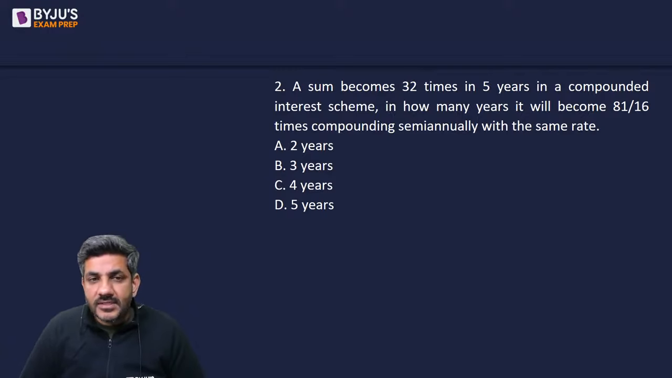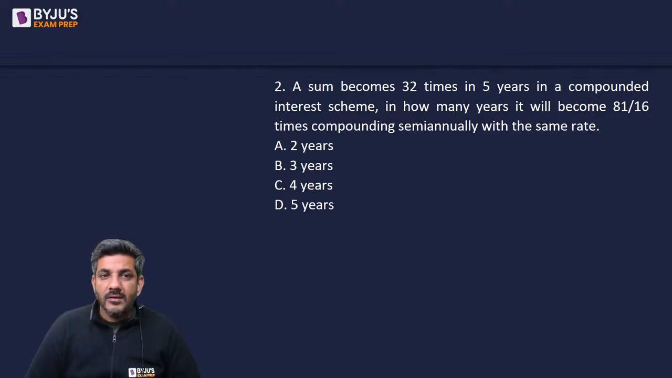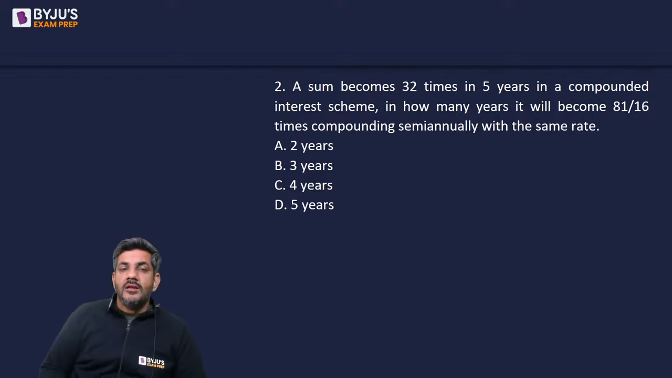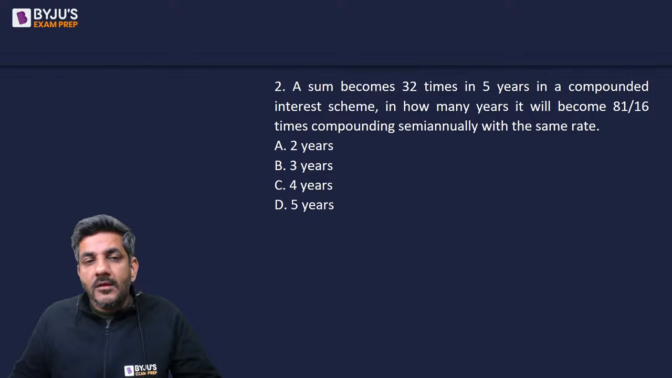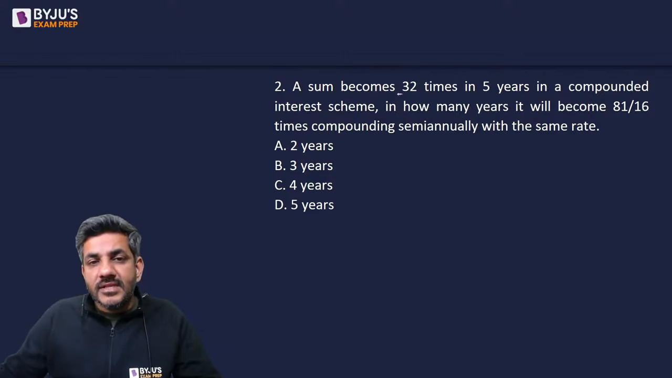A sum becomes 32 times in 5 years in a compound interest scheme. In how many years it will become 81 by 16 times compounding semi-annually with the same rate? Let's start doing it then. Okay. Question says a sum of money becomes 32 times.